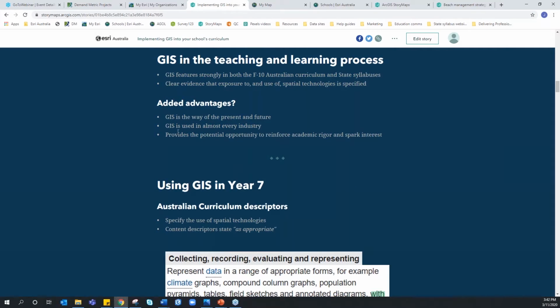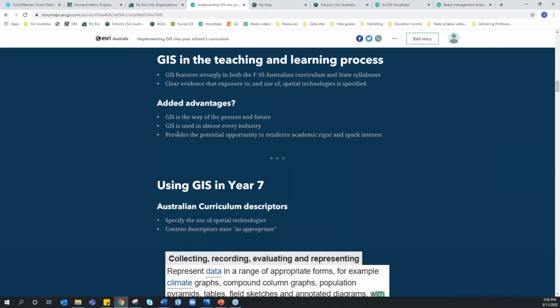And my last point, I guess, on this is it provides the potential opportunity to reinforce academic rigor and spark interest in the subject of geography. I know that many schools do not offer geography past year 10. Some aren't even offering it past year 9, and some it ends in year 8. And there is that, I guess, fear that the subject is on its way out.